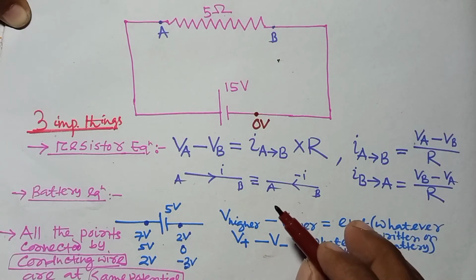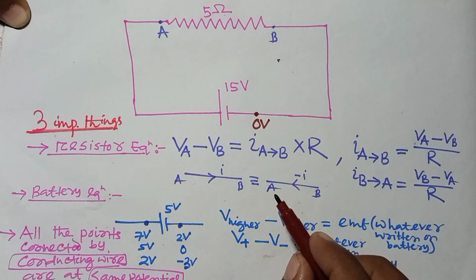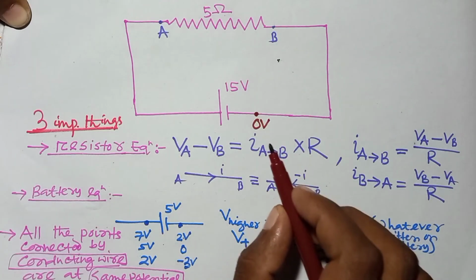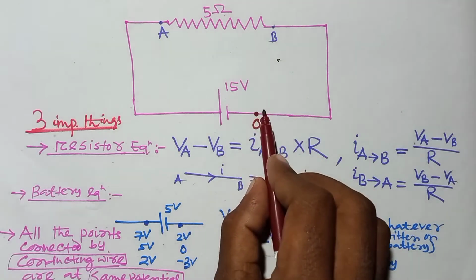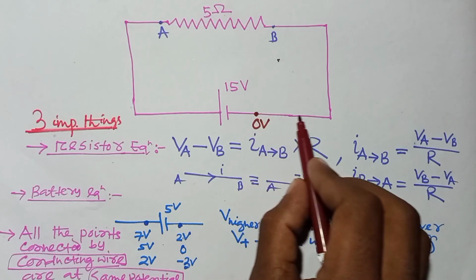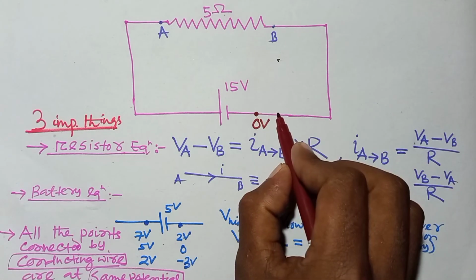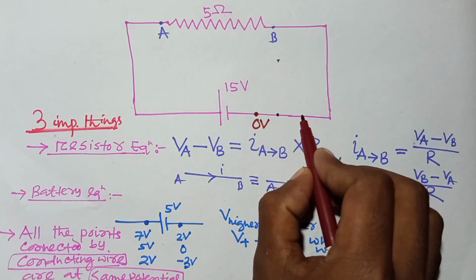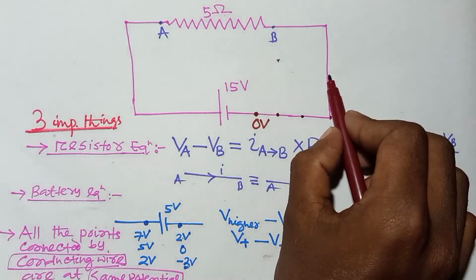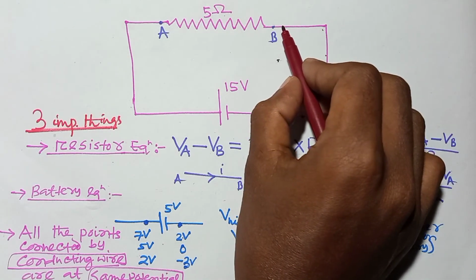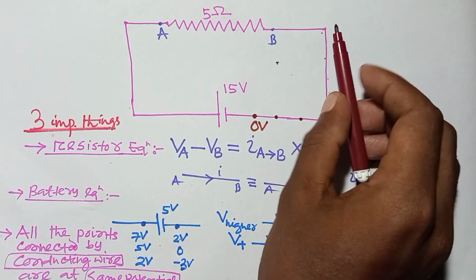Okay, this is a very important thing, you have to keep in your mind. All the points which are connected by a conducting wire are at the same potential. Since this point is 0 volt, all these points have how much potential? 0 volt. So this point will also have a potential of 0 volt, this point, this point, this point, this point. All these points have a potential of 0 volt because they are connected by a conducting wire.